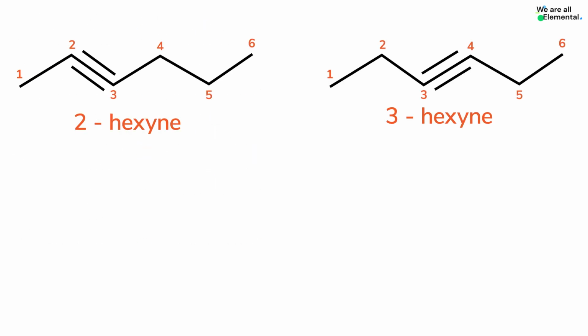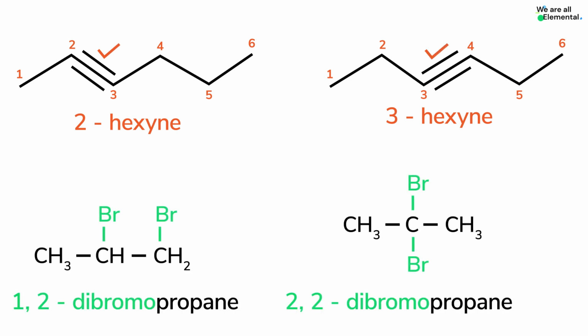Or in this example, the position of the triple bond is different in 2-hexane and 3-hexane. Or in this example, the position of the bromo substituent is different in the two compounds. And therefore, these are examples of position isomers.